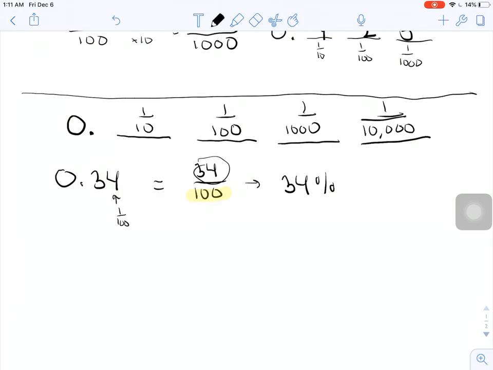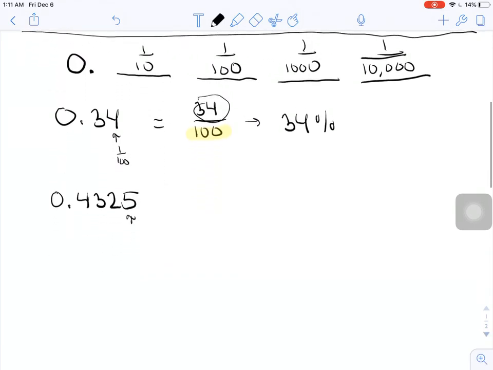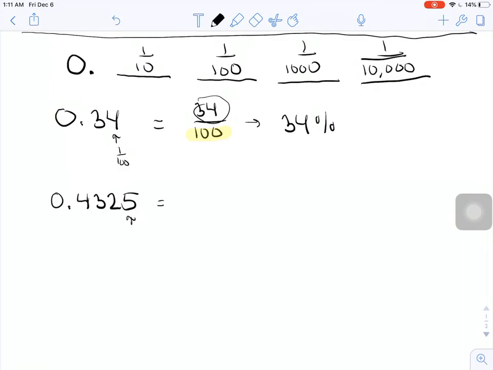Again, sometimes you have to get a little bit creative. If you have a longer decimal, something like this, you would write a fraction based on the place value from the decimal. If we look at the last place, that's the ten-thousandths place. So as a fraction, this would be 4,325 ten-thousandths. That turns it into a fraction.